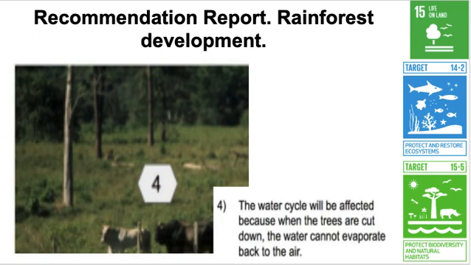However, the reader might not know how and why deforestation is bad. So they've looked again at the photograph. Here, number 4: the water cycle will be affected because the trees are cut down. The water cannot evaporate back to the air. So here, the student has showed quite a detailed knowledge about the water cycle and the importance of trees.